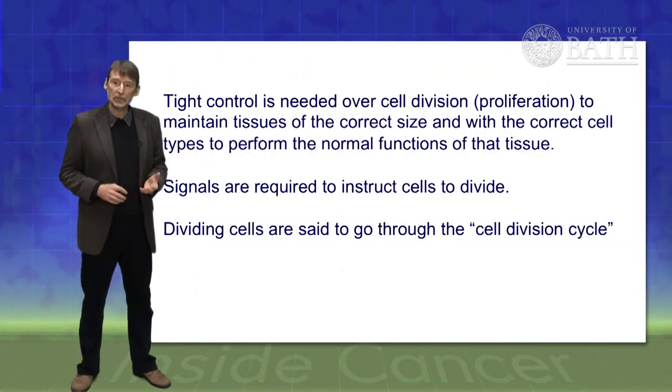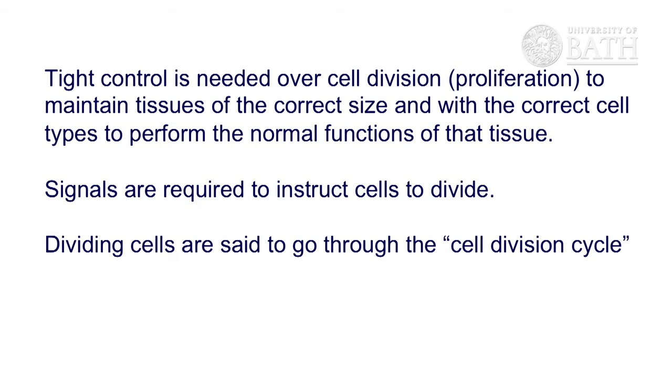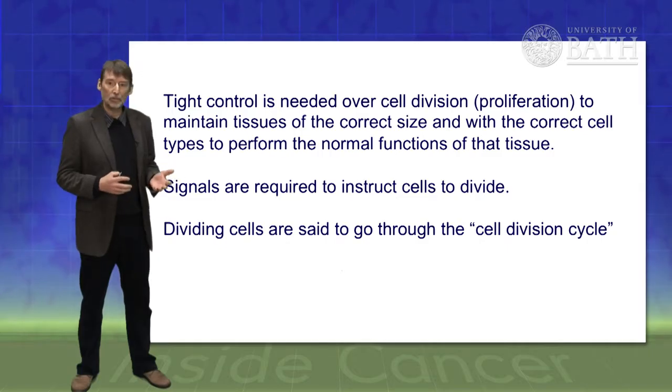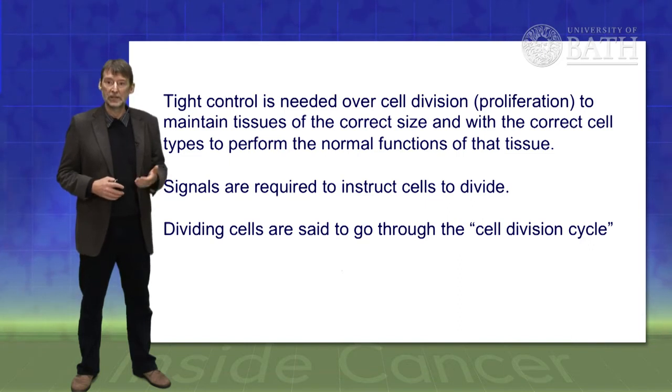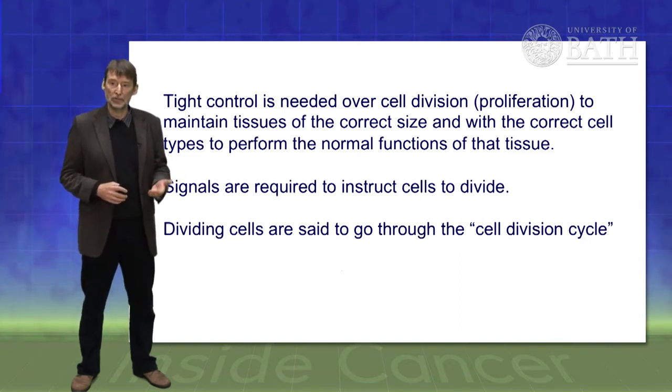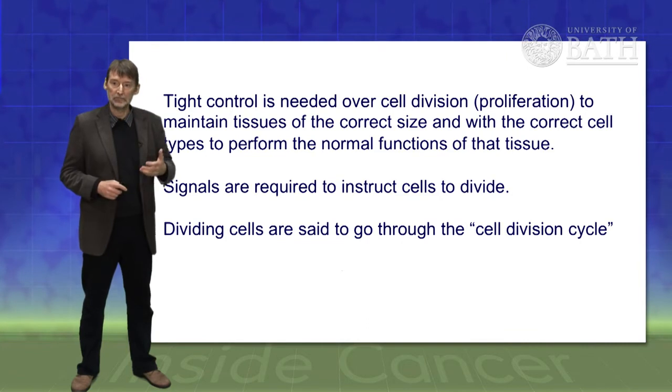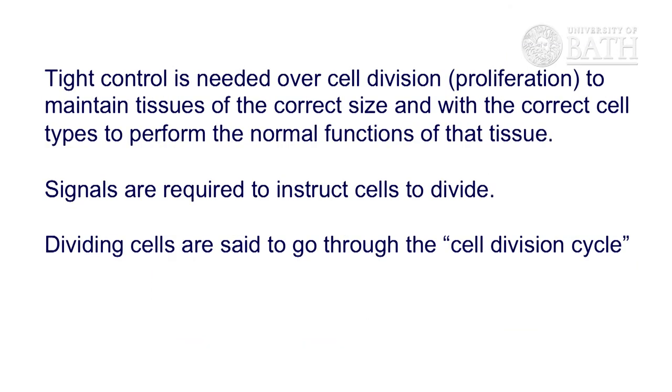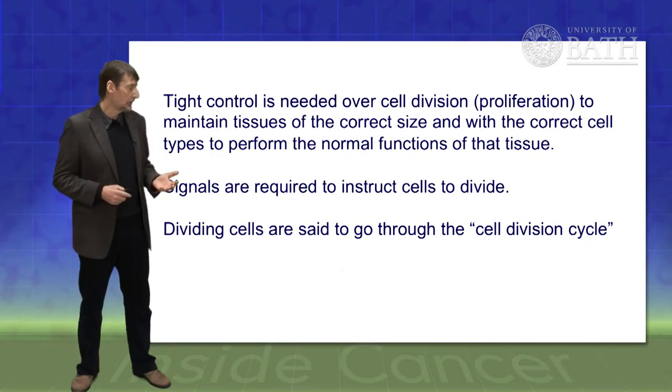Again, tight control is needed over the processes that the cells have to undergo, and particularly with reference to cancer, tight control is needed over cell division. One of the hallmarks of cancers are that cells become uncontrolled in their ability to divide. They disobey the normal rules over cell division, and they can divide without instructions. So we're going to look at how this happens.